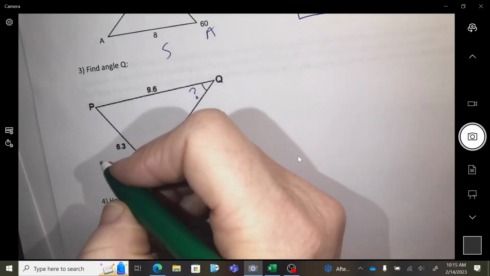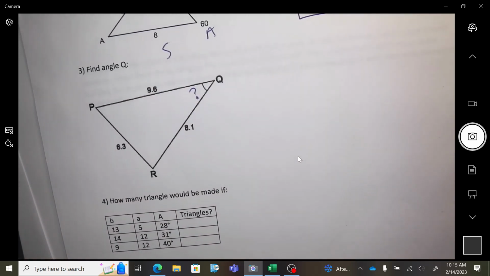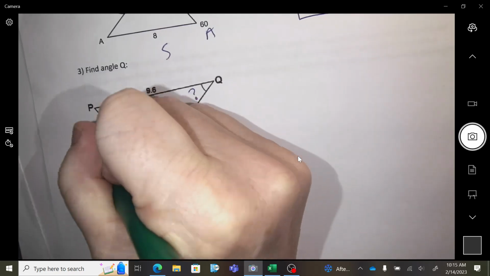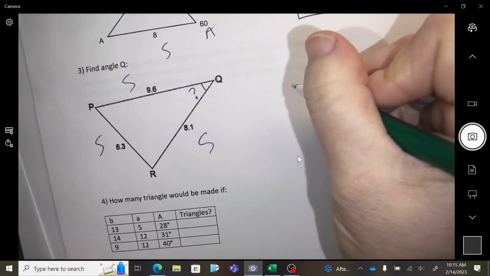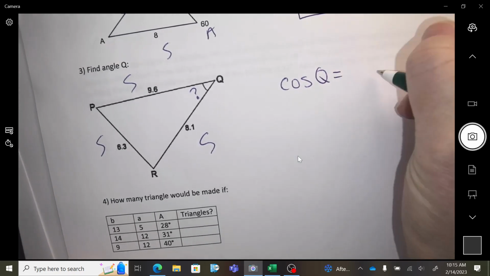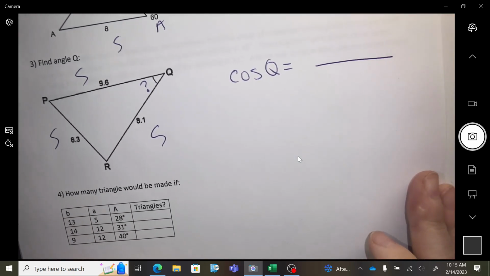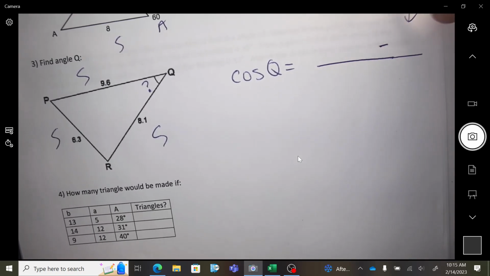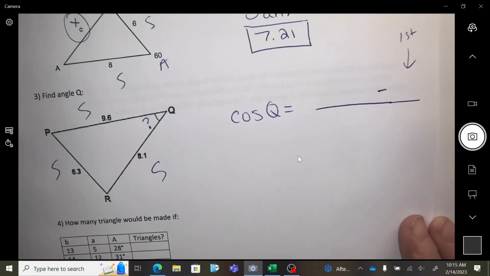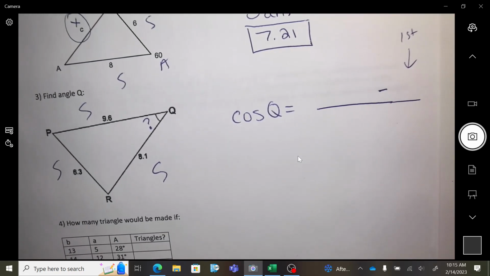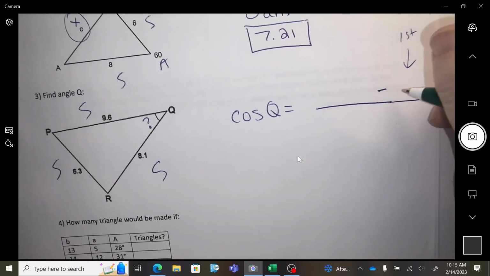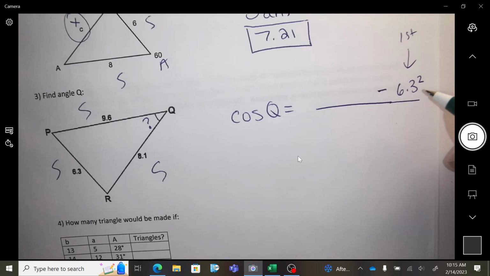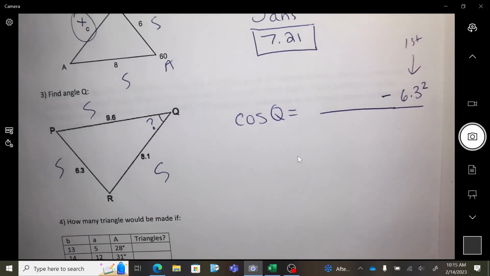Okay, so Q, did you go through pairs, SAS, triple S? Triple S. So this is cos of angle Q equals the fraction. Do you remember my trick? Where do I always start writing? At the end. Minus. I always go here first. Which one should I put in that subtraction end spot? 6.3 squared. Okay, then fill in the rest.